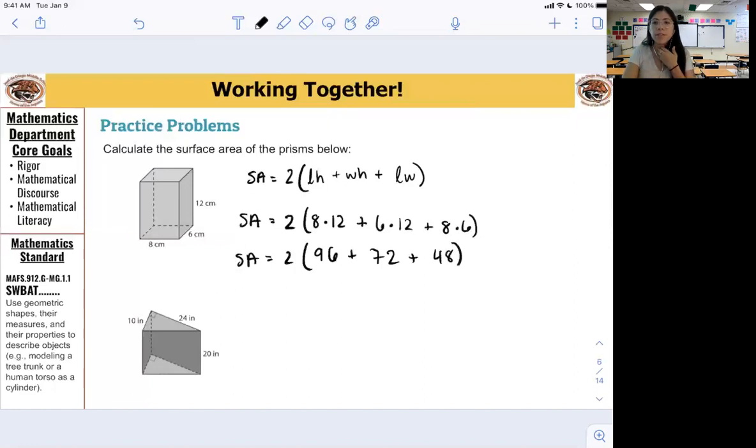So the way that Rios did it, he multiplied by 2 first, rather than doing it at the end. Well, let's see if we get the same answer. 96 plus 72 plus 48. I got 216. 216 times 2, we get 432 centimeters squared.